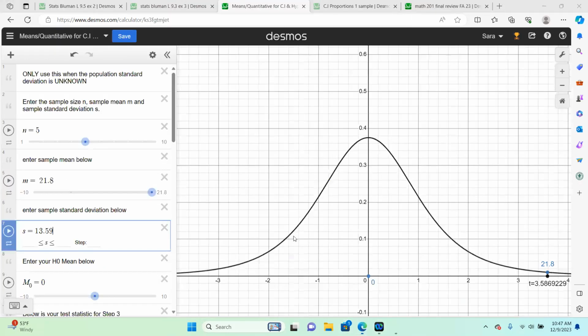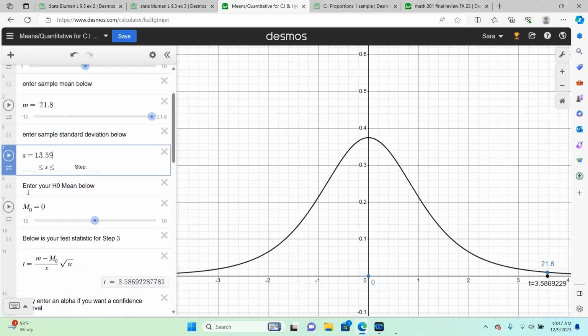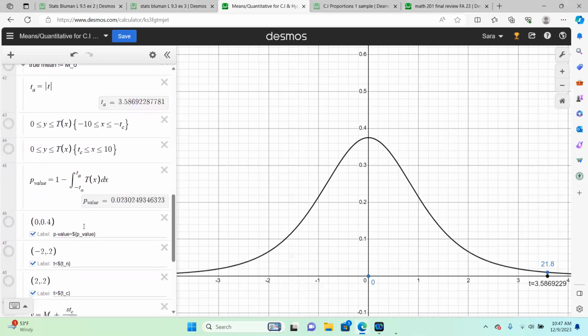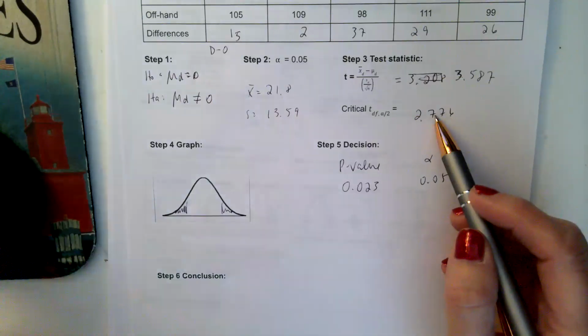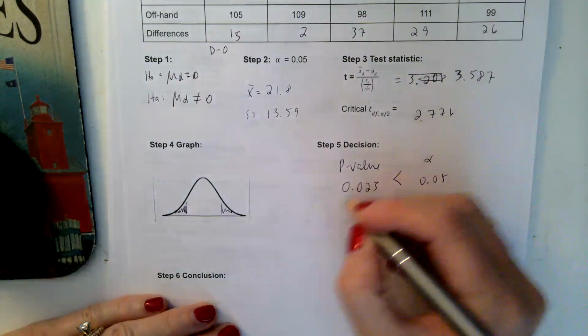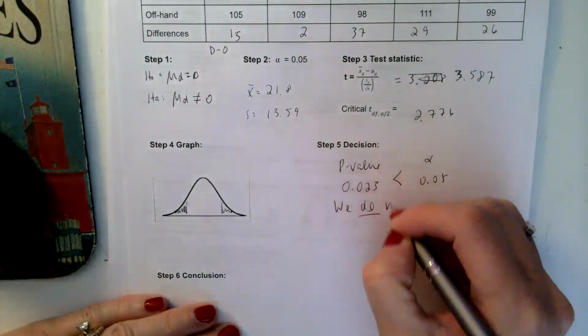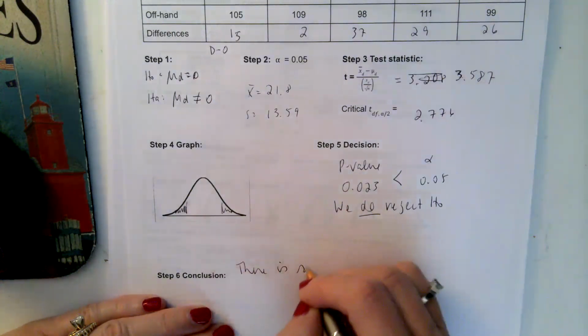Okay, so back to that. Our p-value. I'm going to go to the not equal to. So our p-value is 0.023. And let's take that back to our paper so we can finalize everything here. And just like I mentioned, our test statistic is further away from the critical T, which would mean it's in the danger zone. And that also is in agreement with the p-value being less than our alpha. So we do reject H0.